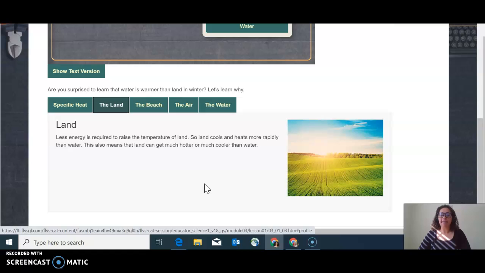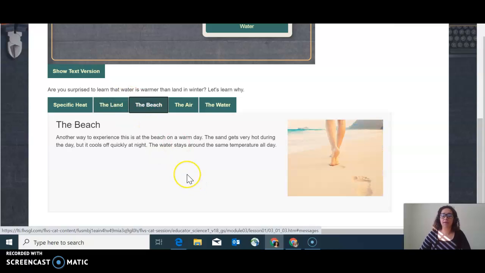Like I said in the last slide, less energy is required to raise the temperature of land. So land cools and heats more rapidly than water. If you guys are able to go to the beach, this is one good way to experience the differences with land and water. If you go to the beach on a warm day, the sand will get very, very hot during the day, sometimes even difficult to walk on. But then if you come back at night, it cools off very quickly and you're able to walk on it more easily. But if you were to go in the water during the day and then again at night, which I do not recommend, that water is going to stay about the same temperature throughout the day.